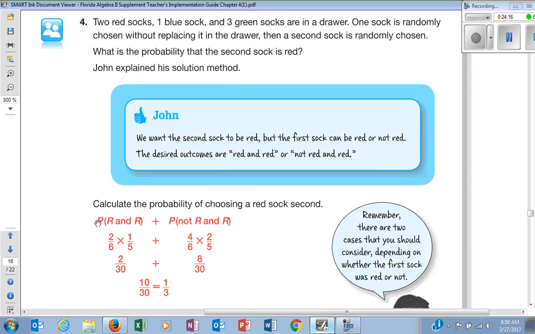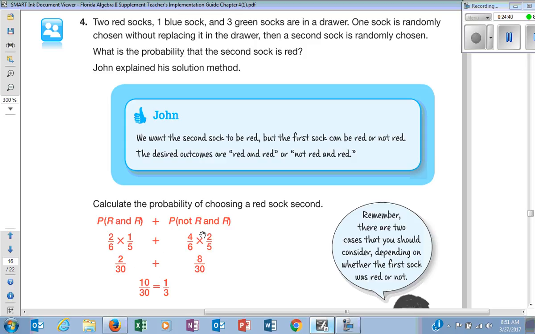So what's the probability of a red sock being pulled? 2 out of 6. What's the probability of the second one being red also? 1 out of 5, because once I pull the first sock, I've pulled a red out. That means now instead of having 2 reds left, I only have 1 red left in there. Instead of 6 socks, I didn't replace it, so there's only 5 socks. When I multiply that together, I get 2/30.